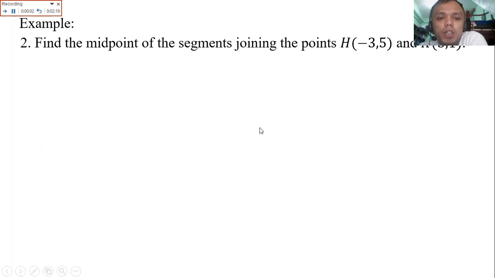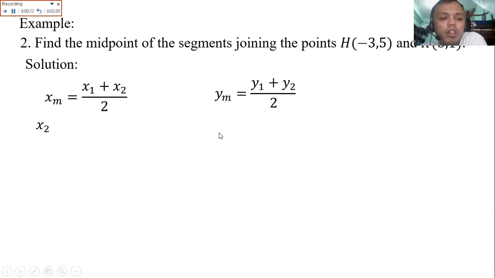Find the midpoint of the segment joining the points H, with the coordinates of -3 and 5, and K, with the coordinates of 3 and 1. It's the same process. For x sub 2, we have 3, sorry. Then x sub 1 is -3. y sub 2 is 1. y sub 1 is positive 5.